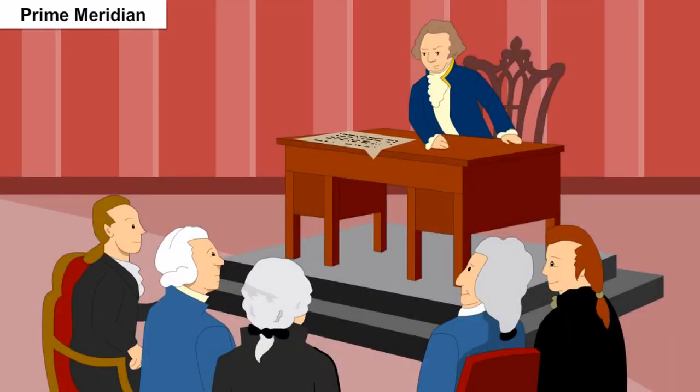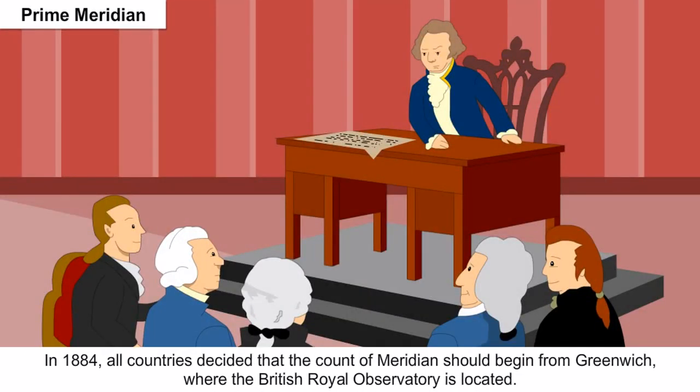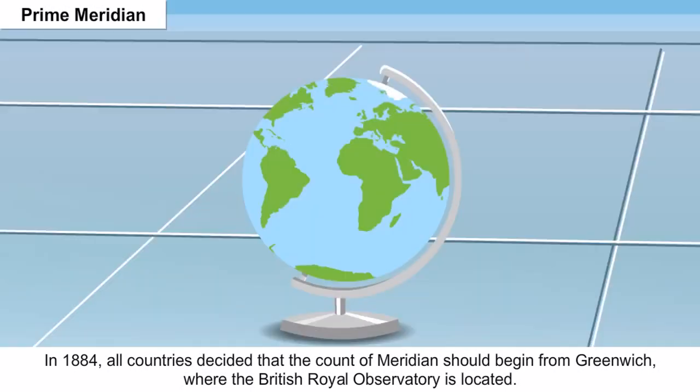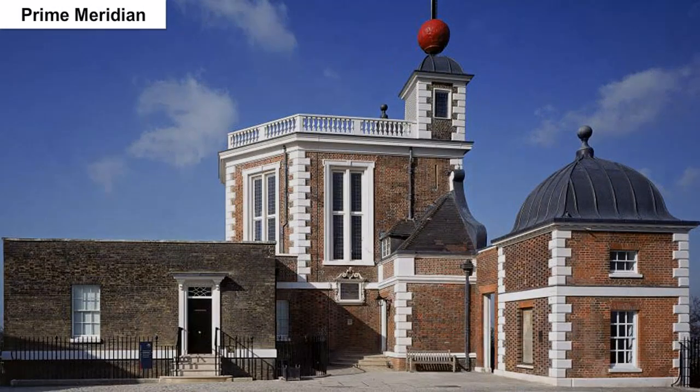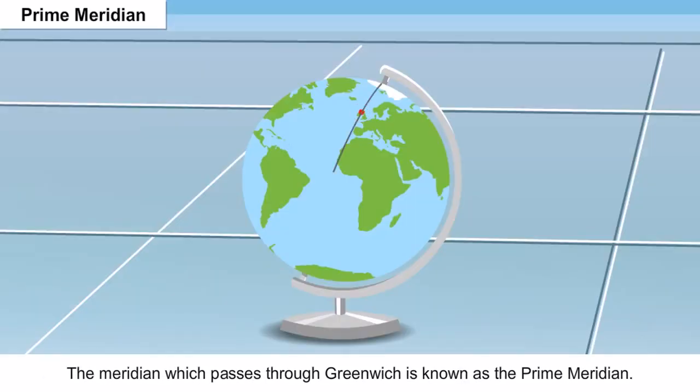Prime meridian. In 1884, all countries decided that the count of meridians should begin from Greenwich, where the British Royal Observatory is located. The meridian which passes through Greenwich is known as the prime meridian.